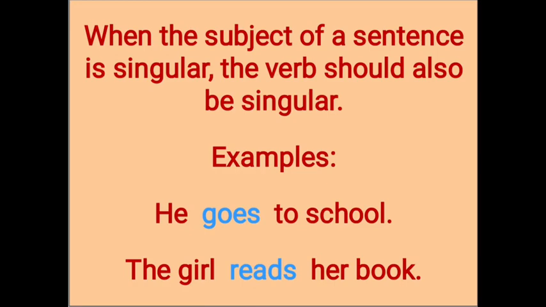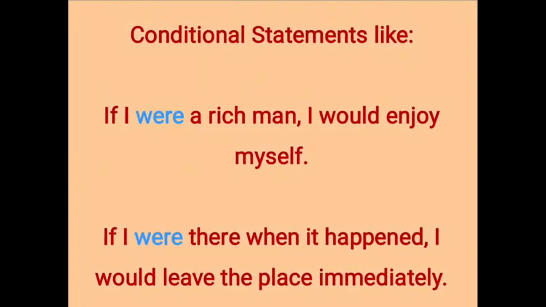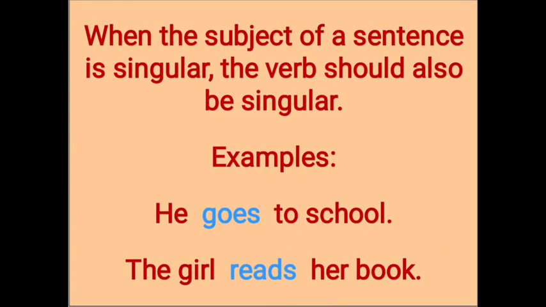Now to the topic of the day: subject-verb agreement. When the subject of a sentence is singular, the verb should also be singular. In these examples, he and the girl are singular subjects. That is why they are used with singular verbs goes and reads respectively.